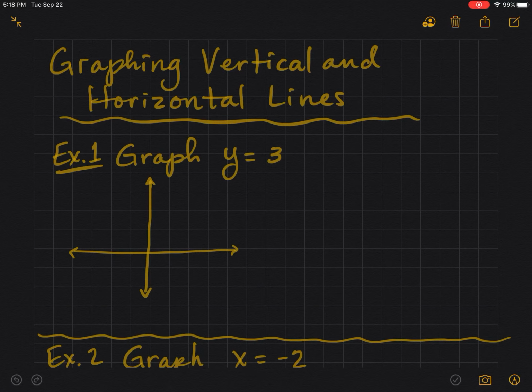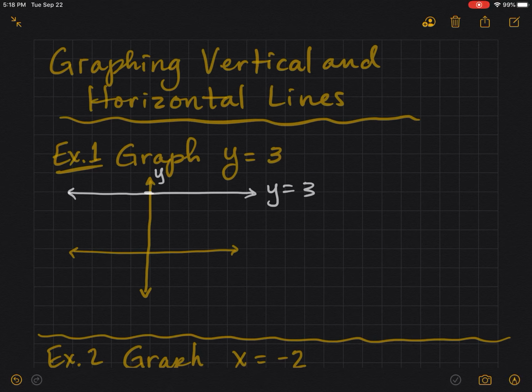Today, we'll recall graphing vertical and horizontal lines. This is a lesson you learned in algebra, but I want to make sure you remember. For example 1, we will graph the line y equals 3. What I do is I go to the y-axis, I go to 3, and I just draw a perpendicular line to the y-axis. That is y equals 3.